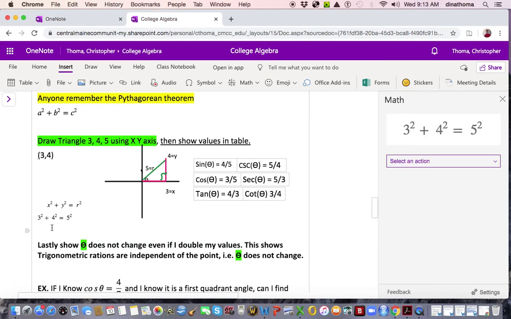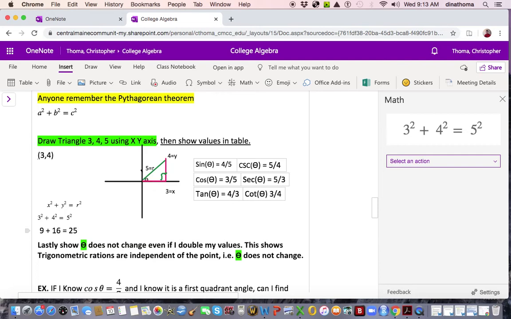Sorry, the video goes a little slower with me actually explaining. I figured it'd be better if I just work through it like a lecture than having it all typed out for you to just read. So if we do this, this is 9 plus 16 equals 25, and 5 squared equals 25. So these sides are all correct.